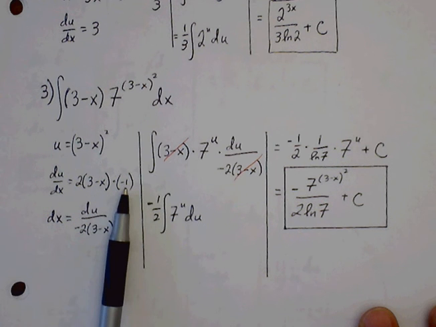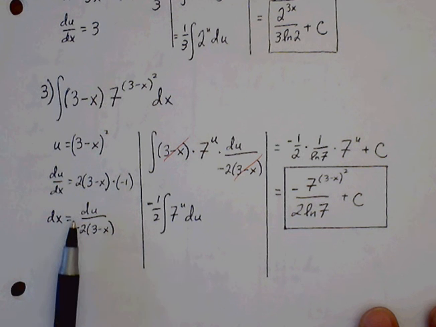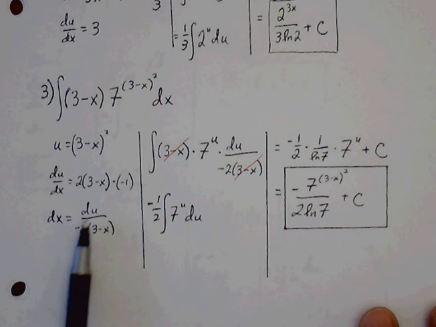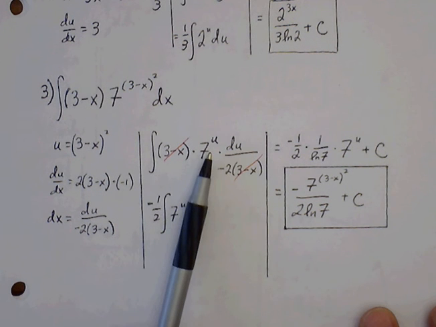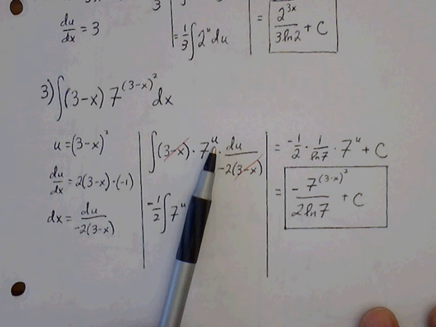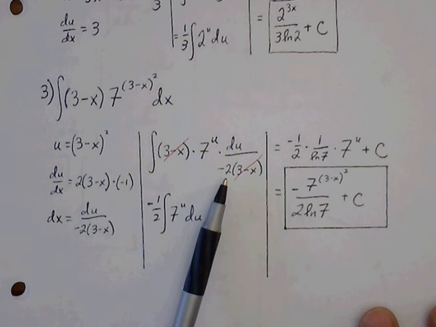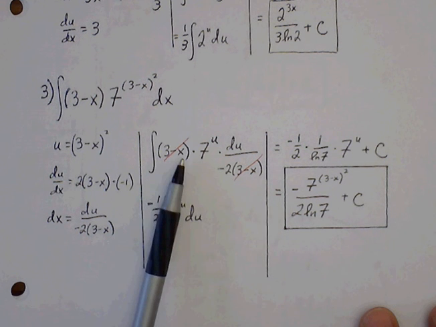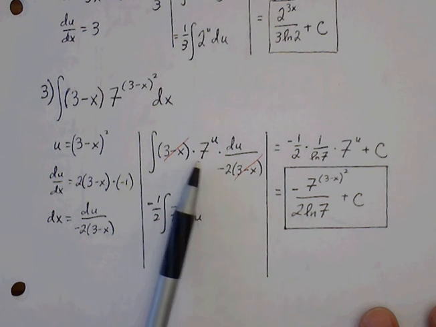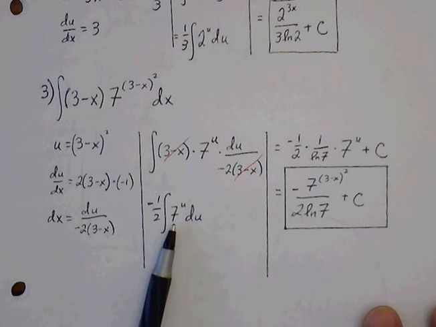Okay. Once we're in this form, we can solve for dx. dx is simply equal to du over negative 2 times 3 minus x. We make our substitutions. We substitute u for 3 minus x quantity squared. We substitute for dx, which is du over negative 2 times 3 minus x. Here we see the 3 minus x will cancel out nicely, leaving us with negative 1/2 in front, the integral of 7 to the u du.